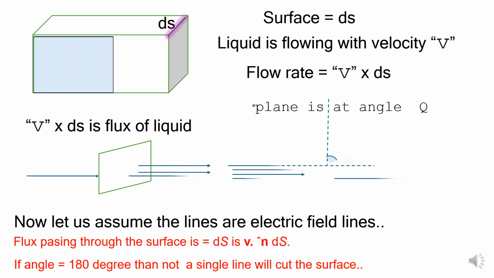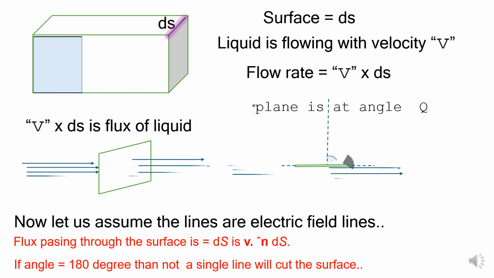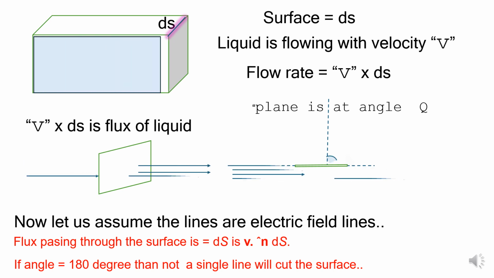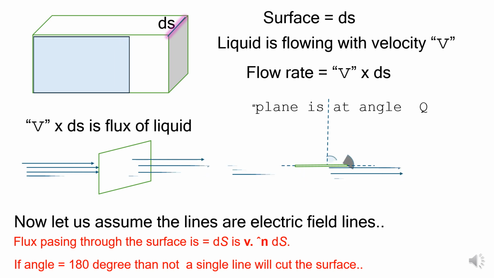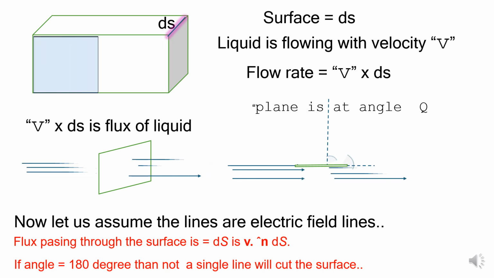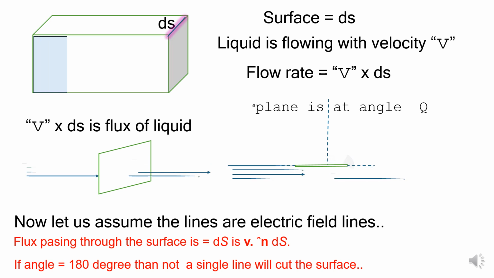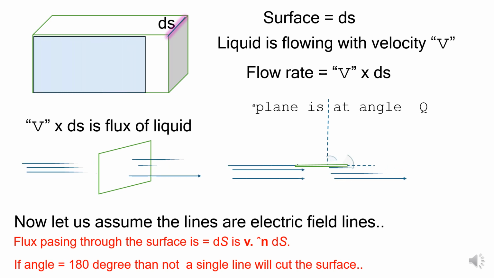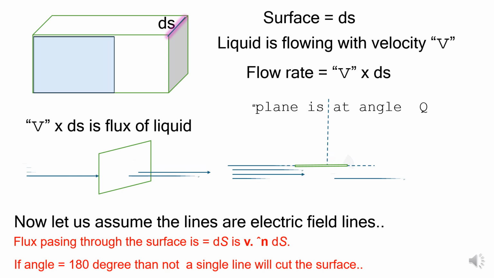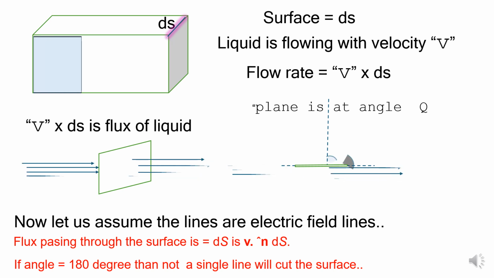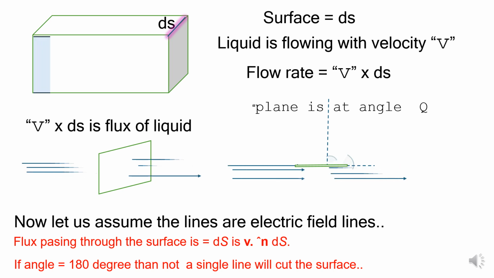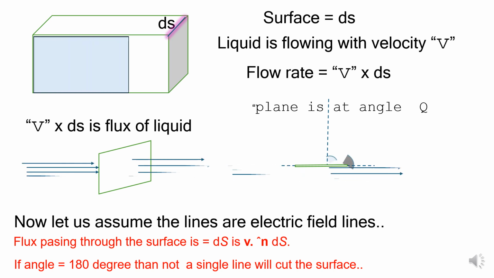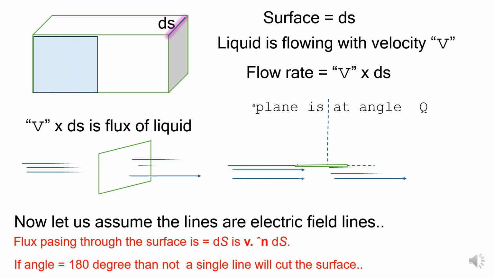You can see that particular right side circuit, if I am keeping it perfectly parallel to the lines, that means none of the lines is cutting the plane, and this is called electric lines not cutting the plane. When it is 180 degree, not a single line will cut the surface, so flux will be almost zero. In that particular case, the message is very clear: when we are discussing electric flux, we need to calculate the angle of the plane also.